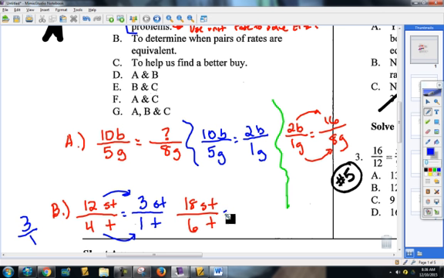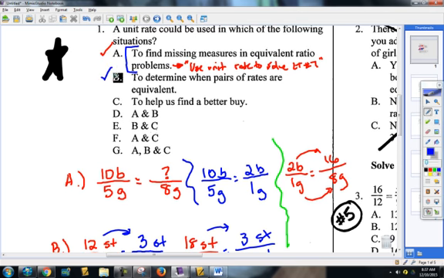So this one over here, I'm going to find the unit rate. 1 teacher, divide 6, divide 6. That's going to be 3 students per teacher there. Did we just prove that we can definitely use unit rate to check for equivalency? Okay. So now we know that there's multiple answers.